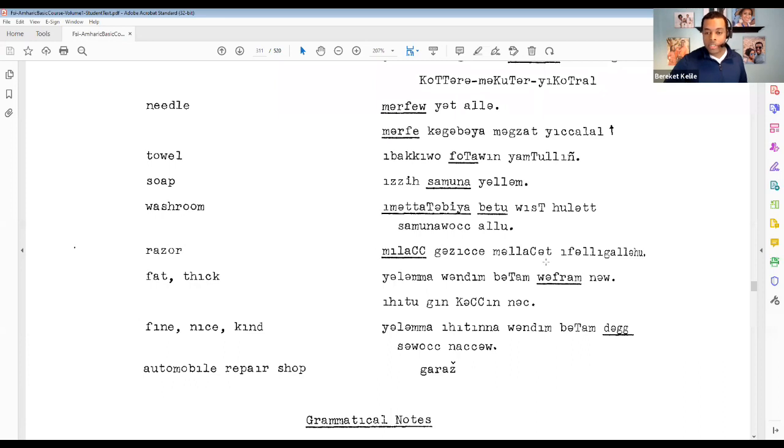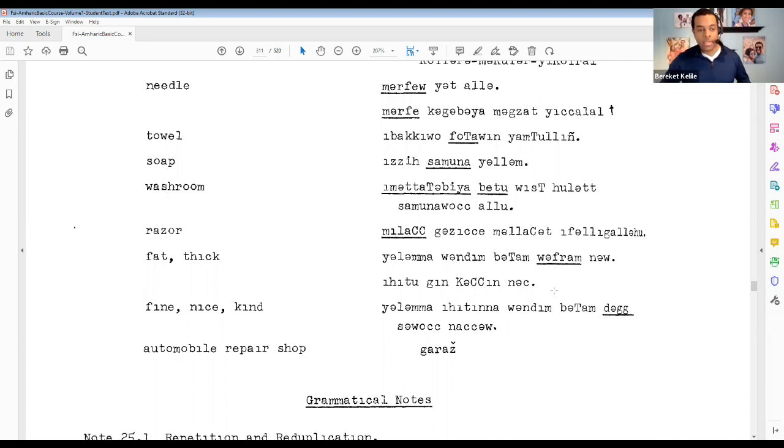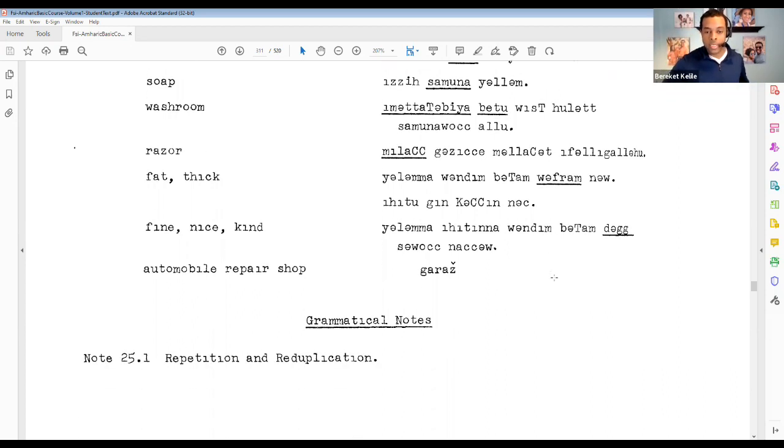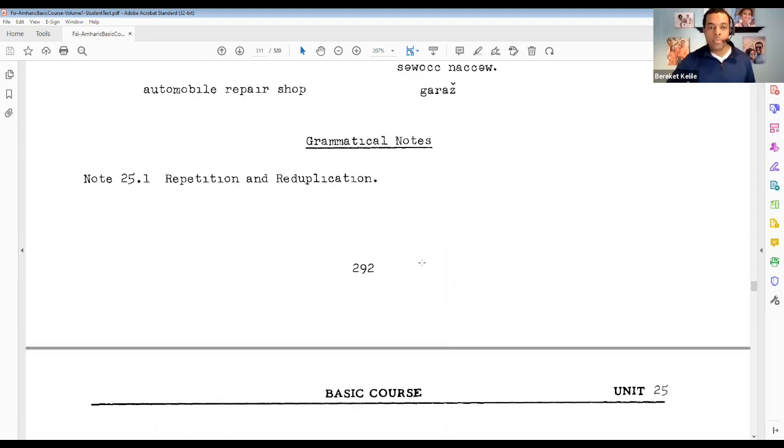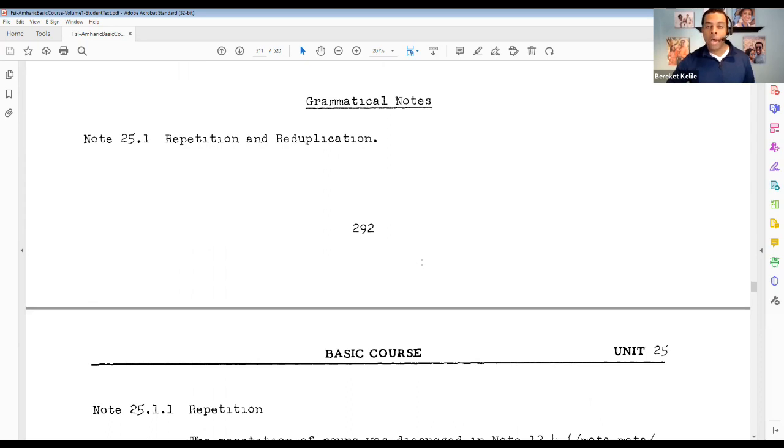Milach for razor. Wafram, meaning fat or thick. Dug, meaning fine, nice, or kind. Garage, which is a car repair shop. And now we'll jump into the grammatical notes.